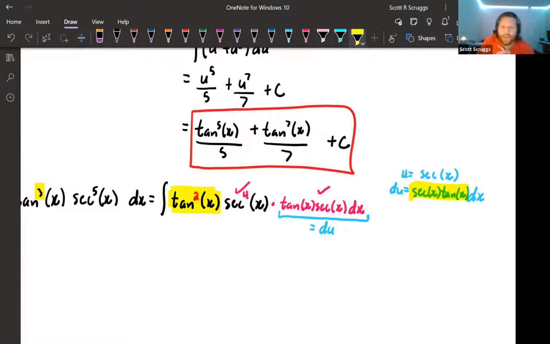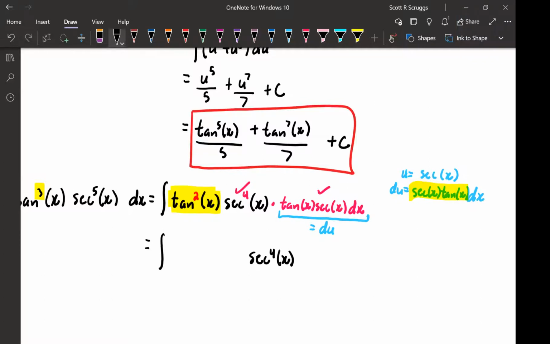This is not kosher. That is not good to go. I need to rewrite that tangent squared with respect to secant in order to take care of it. So I need to use a trig identity here as well. How can I rewrite tangent squared to be with respect to secant squared, or to secant? Which trig identity would I use? Tangent squared equals secant squared minus 1. Bingo. Thanks, Patricia. Secant squared minus 1.